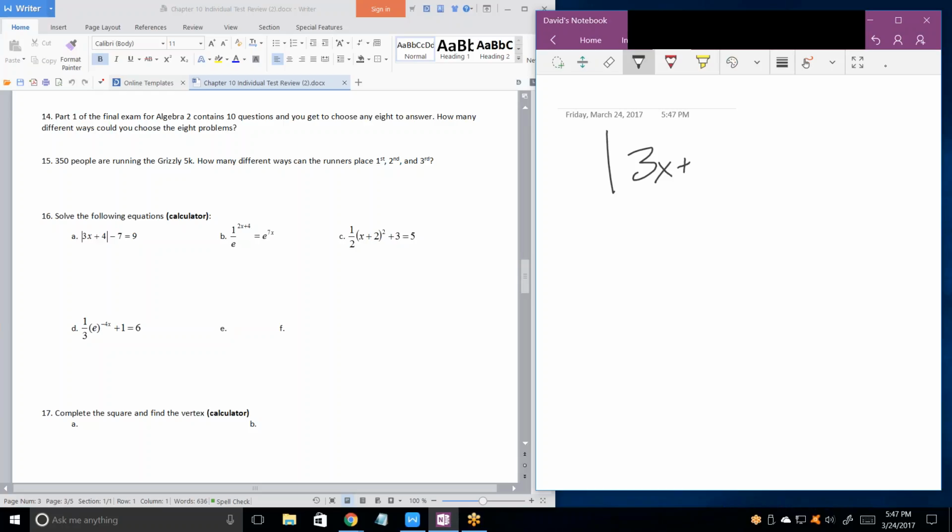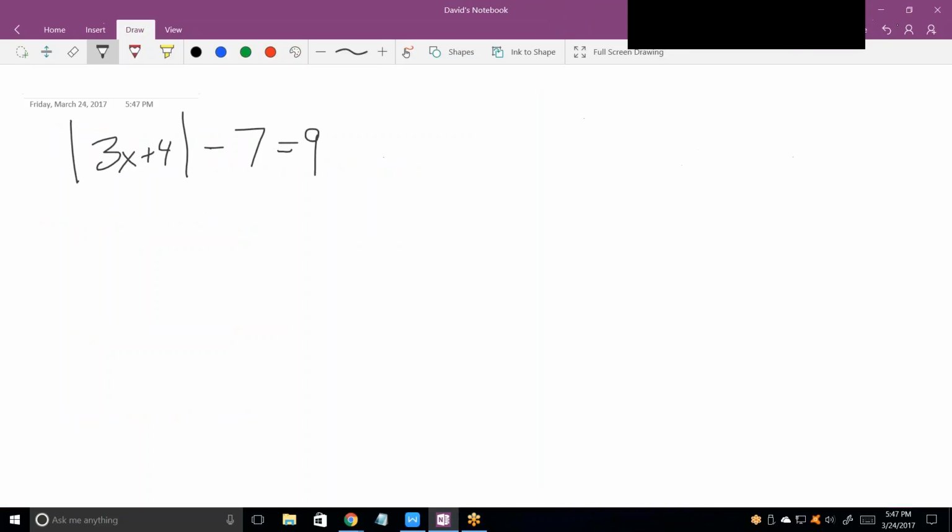You know what these bars mean? Absolute value. Okay, what's the next step on this equation? Add 7, okay, divide by 7. Now I got the absolute value of 3x plus 4 equals 16. What two things does that mean? And that's the way you do all absolute value problems, you always separate it into two different equations.